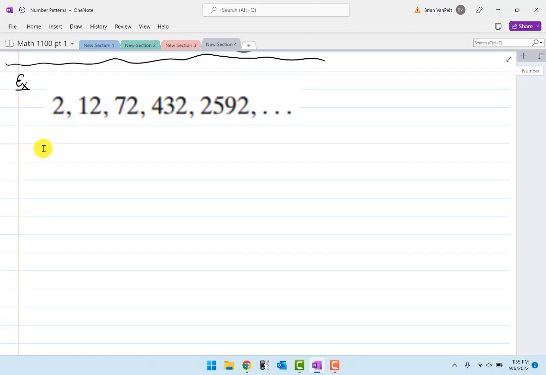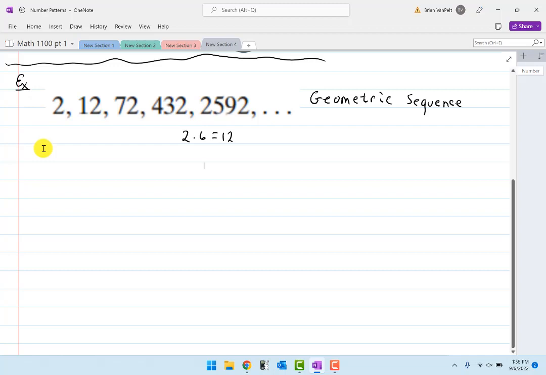In this example, we have what's known as a geometric sequence. Here, we multiply each number by the same amount to get the next number. So if I take 2 times 6, I'll get 12. If I then take 12 times 6, I'll get the next term, which is 72. If I take 72 times 6, I'll get 432.